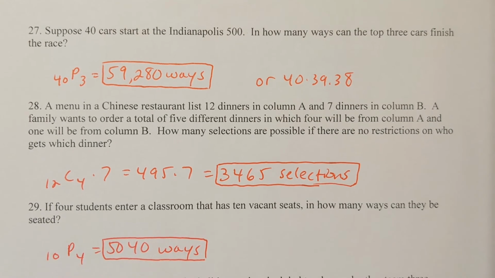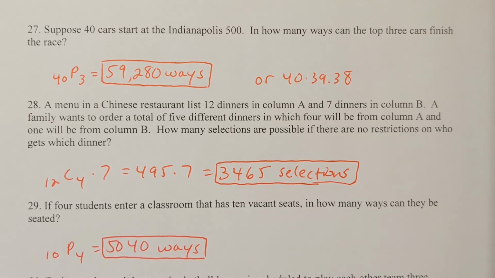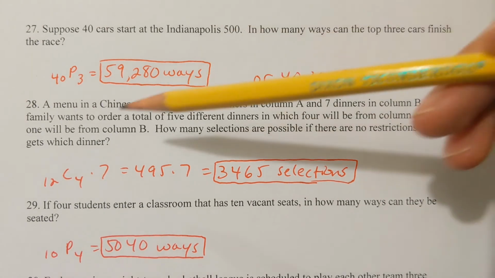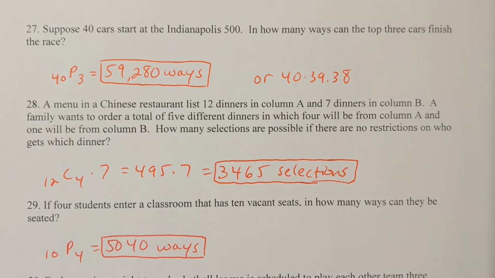Problem 27 says, suppose that 40 cars start at the Indianapolis 500, in how many ways can the top 3 cars finish the race? By the way, a race is a classic example of a permutation. If you have the car that wins the race, is that the same thing as the car getting second place or third place? No. The car won, right? So order is going to matter. If you look at the first place winner and the third place winner, and you switch those two, it does not mean the same thing.